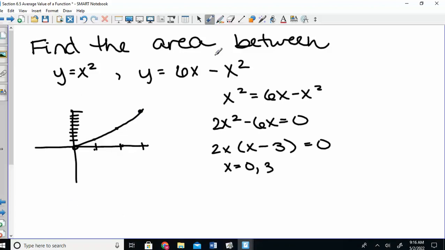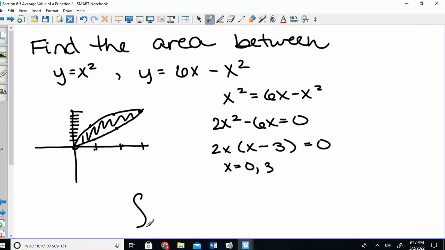So there's that one. This one, if I put in 0, we get 0. If I put in 1, I get 6 minus 1, which is 5. If I put in 2, I get 12 minus 4, which is 8. Put in 3, we get 9. So we're just looking for that.